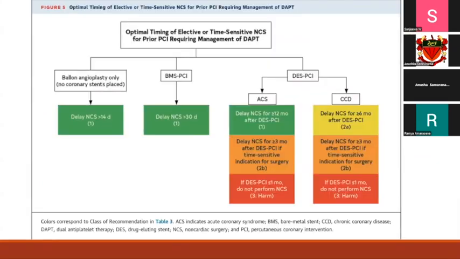So if you go through a chart, the optimal timing. If it is an acute coronary syndrome, it is always advisable following an acute coronary syndrome to continue the dual antiplatelet therapy for 12 months. And again, if it is to be stopped because of a surgery, we have to balance the risk and benefits. We have to again get the cardiologist's opinion regarding stopping the dual antiplatelet therapy.